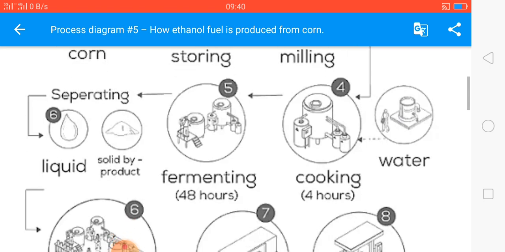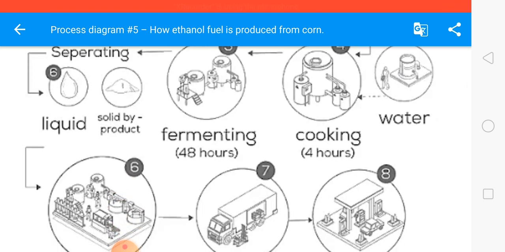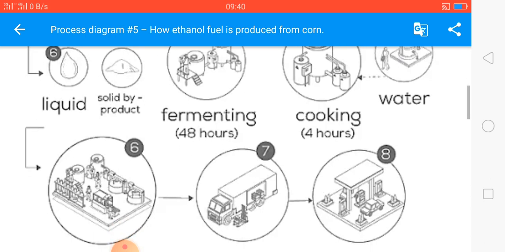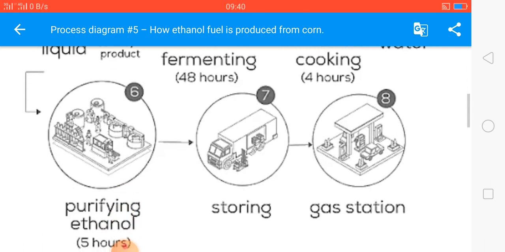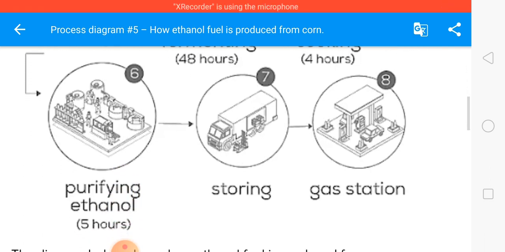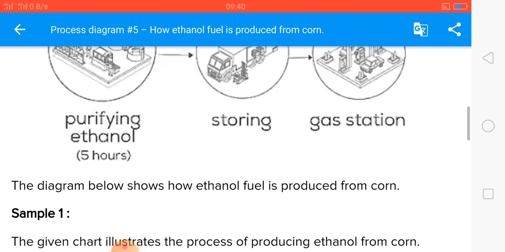And after that, the 7th step. Actually there is a mistake in numbering. The 6th one is again a 7th step, that is purifying of ethanol, and it takes 5 hours. Then the 8th step is storing. The ethanol that is produced is stored in trucks and then carried out to the gas stations or petrol pumps to be sold to the people.